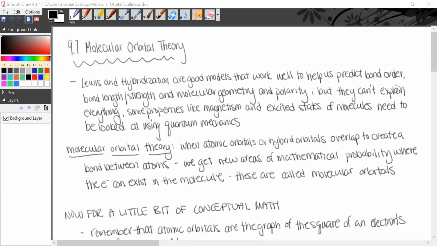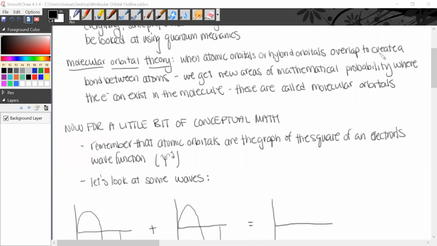If they don't exist there, if it's more likely that the electrons are outside of the nuclei and not between them, if the probability is such that they are not between the atoms, then you don't have a bond. Okay, so we're going to take atomic orbitals and we're going to mathematically blend them together into what we call molecular orbitals. So you need to know a little bit of math around that in order to understand what's going on. Okay, so here's the math.